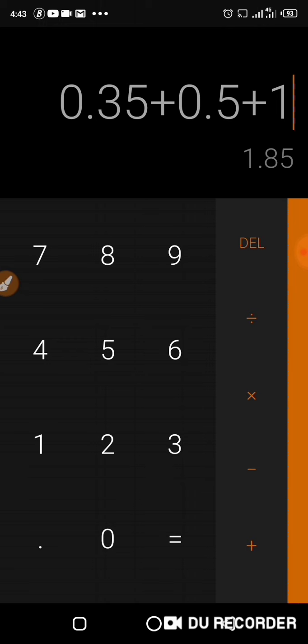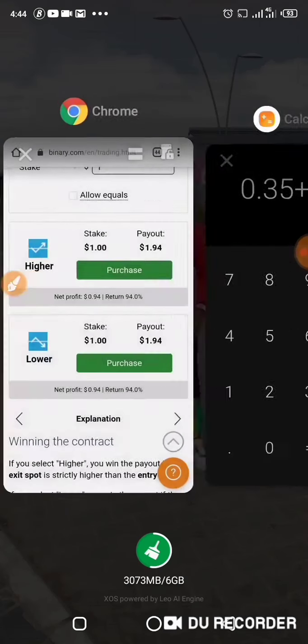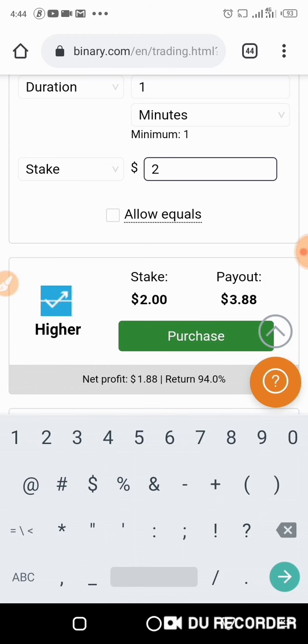So let us still assume that the third trade was a loss. So now we want to increase our stake in order to recover our previous three trades. We will be increasing our stake to get above 1.85. So if we make use of $2 here, you can see that we are getting 1.88, and 1.88 is bigger than 1.85.